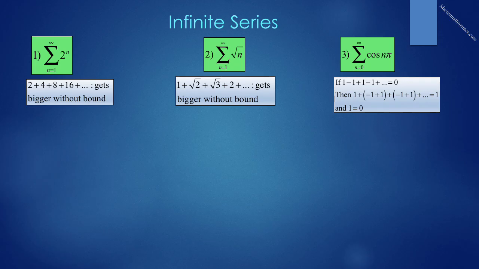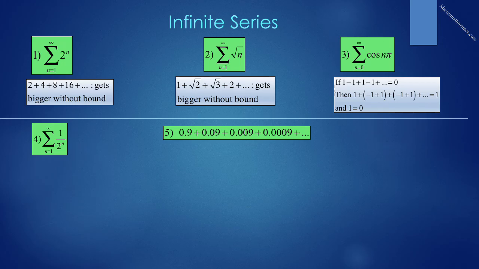Number 3 reads summation n equals 0 to infinity of cosine n pi. And this will be cosine 0 pi plus cosine 1 pi plus cosine 2 pi, etc. And it becomes 1 minus 1 plus 1 minus 1 plus .... Many students think that this is 0. But if it is 0, then if we use parentheses around the terms, we get 1 plus quantity negative 1 plus 1 plus negative 1 plus 1 plus ..., which would give us 1 plus 0, which would be equal to 1. And therefore, 1 is equal to 0, and that's impossible. So this is also a divergent series.